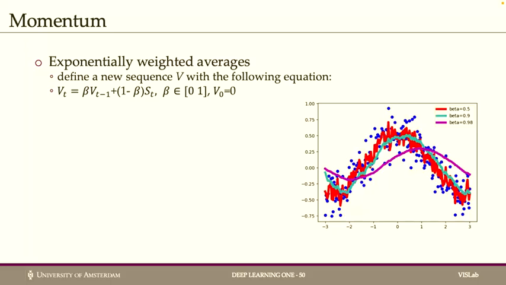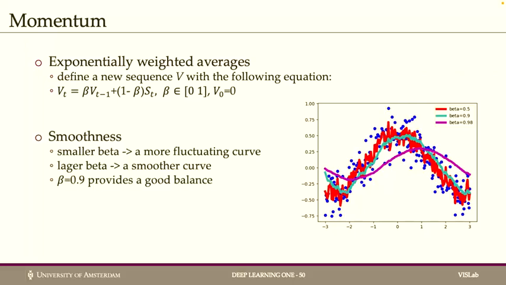If you have a very low value of beta, for example 0.5, it approximates very closely the sequence S. If you have a very high value of beta, it smoothes over all the differences. And you can see, obviously, this beta of 0.98 is over smoothing it, and the red one is still quite noisy. So you typically want to find a nice balance. And well, as it so happens, in this case, 0.9 is a good balance. And as it so happens, this is also the case for gradient descent and for the more advanced optimizers.